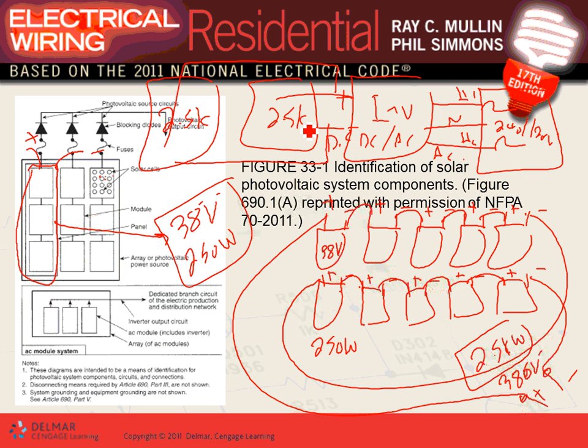Any comments, guys? Any questions about this? Does that make sense? Yes, no? That's how you design them. So all these panels are right here. Now the strings that I told you about, guys, here are the strings. Here's 2.5K, 2.5K, 2.5K. When they tie them together here, this is where they put the so-called combiner.